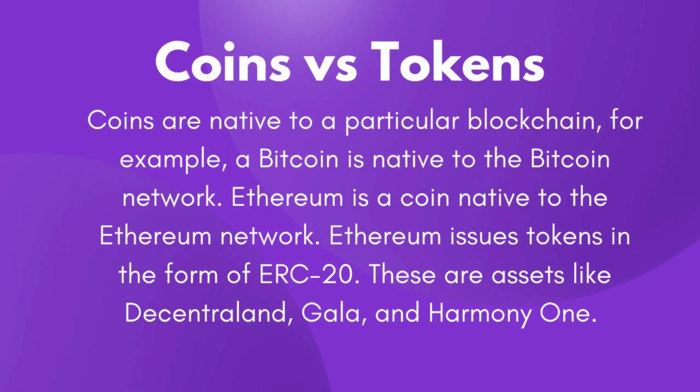One very important fact to know when selecting tokens and coins is the difference between the two. Coins are native to a particular blockchain. For example, Bitcoin is native to the Bitcoin network. Ethereum is a coin native to the Ethereum network. Ethereum issues tokens in the form of ERC20. These are assets like Decentraland, Gala Games, and Harmony One. Anywhere you see the ERC20 identifier, that is how you would know the difference.